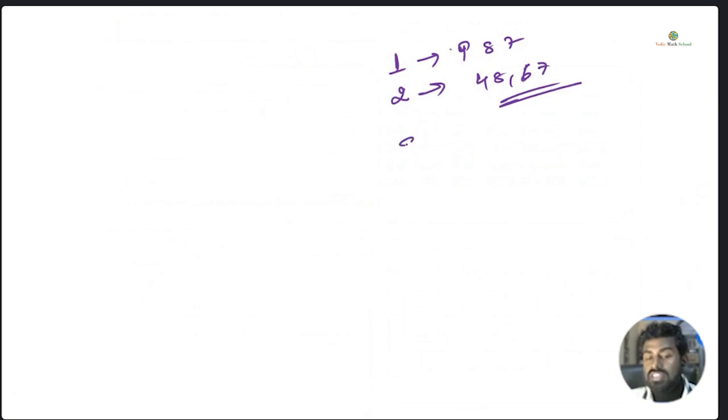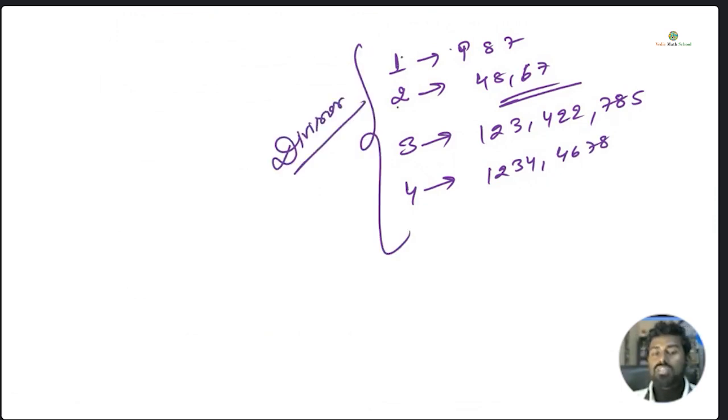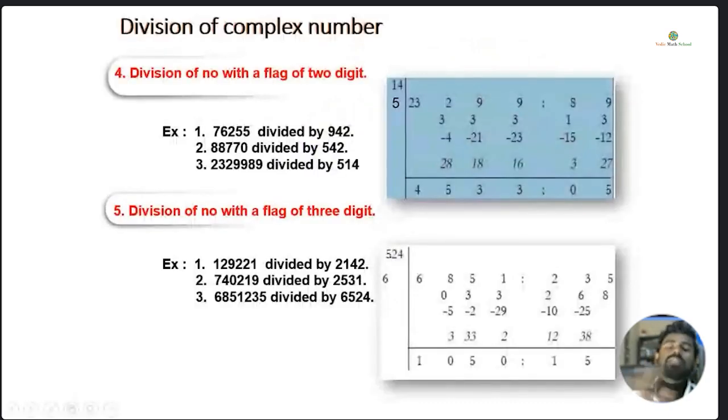Now we are going to discuss the 3-digit number like 123, 422, 785, what you are going to do. And similarly, what if the 4-digit number like 1234, 4678, all these are the divisor. 1-digit divisor, 2-digit divisor, 3-digit divisor, 4-digit divisor. So this we have discussed. Now we are discussing this one, and it's very simple. Nothing is going to change.